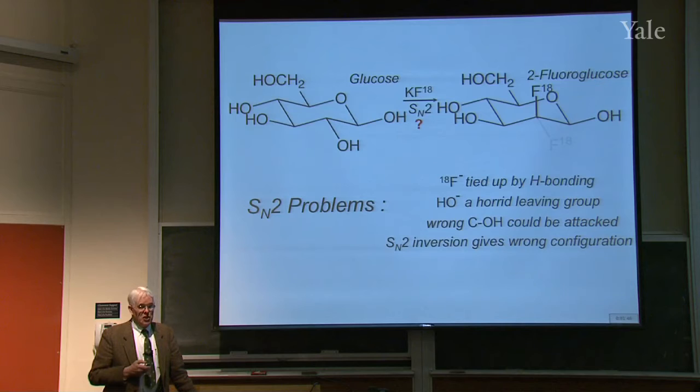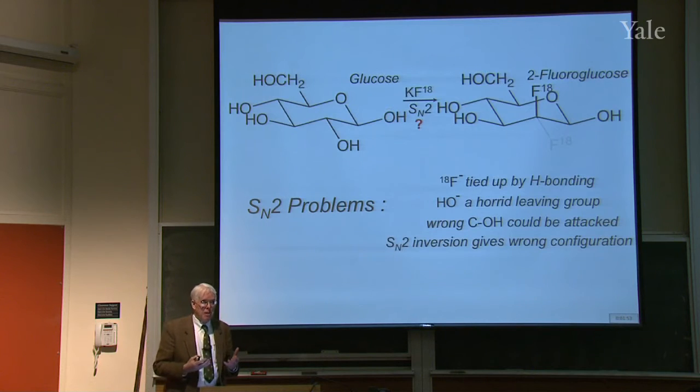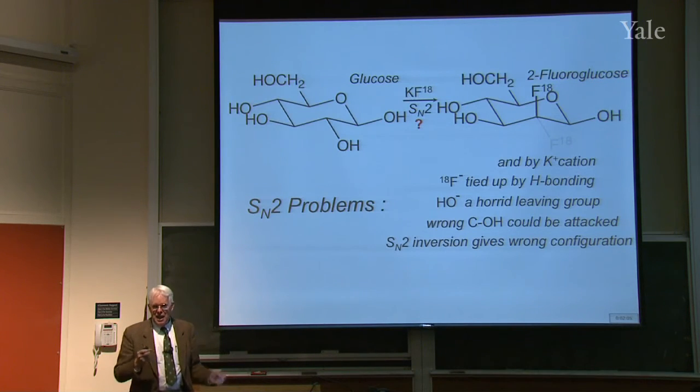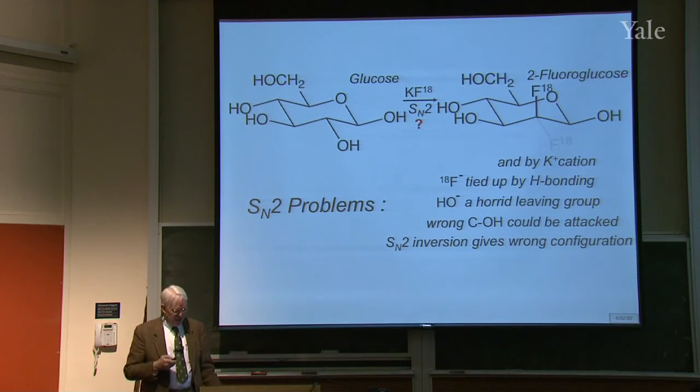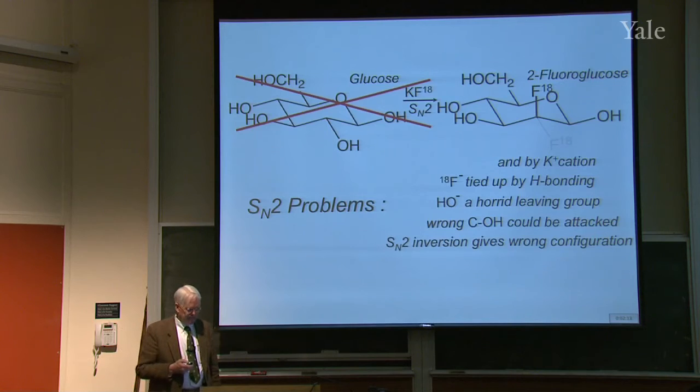A fluoride is a horrid nucleophile, as we saw, right? Remember, it's tied up by hydrogen bonding. So you have to break the hydrogen bonds, and it's very small and highly charged, so it has very strong hydrogen bonds. And furthermore, it's tied up by the potassium cation, which makes it less reactive. So you got lots and lots of problems. So that doesn't look like it's going to do the trick.